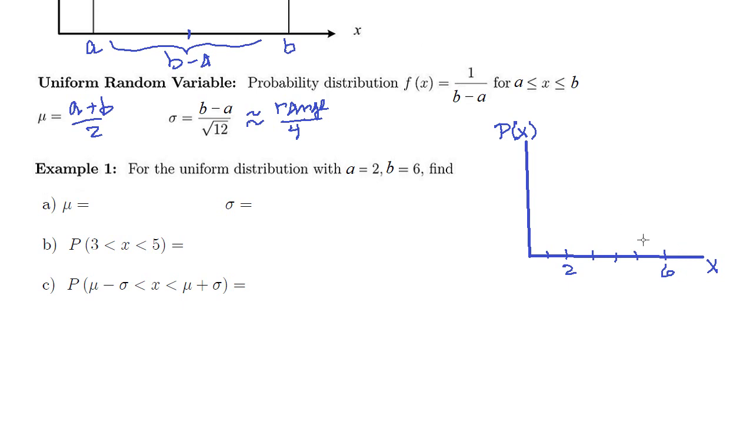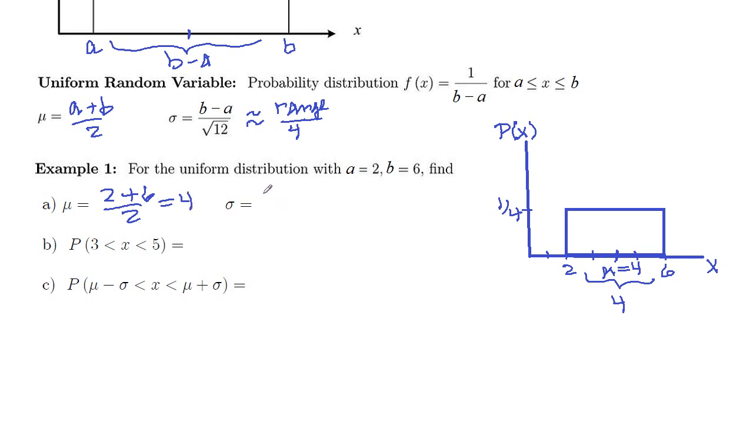So we are going to have a rectangle here. This is 4, so the height of our rectangle is going to be 1/4 because the base is 4. So this is not quite drawn to scale here, but this is going to be 1/4, and then this will be 4. And then our mean right here is going to be 4, right in the middle. So our mean is 2 plus 6 divided by 2. 8 divided by 2 is 4.